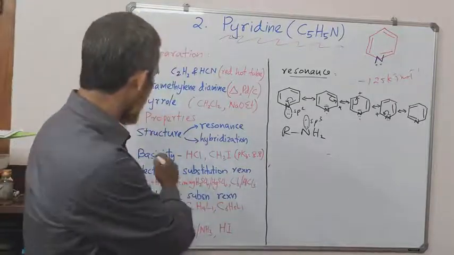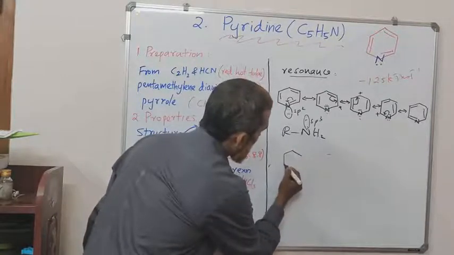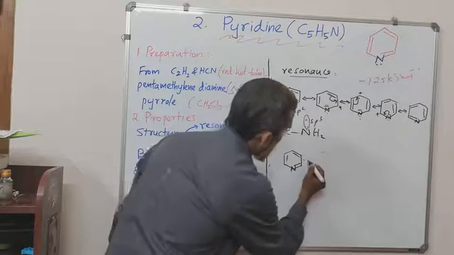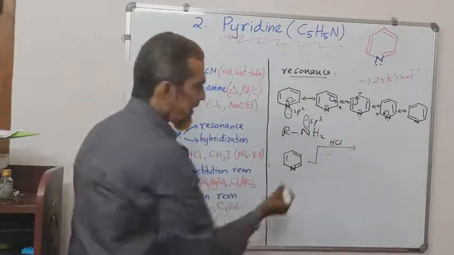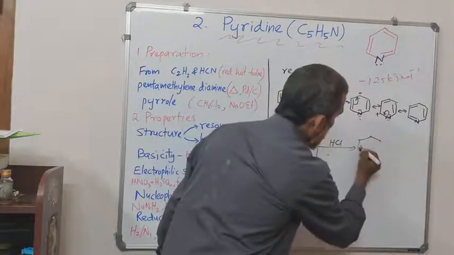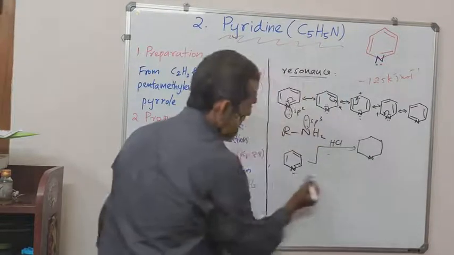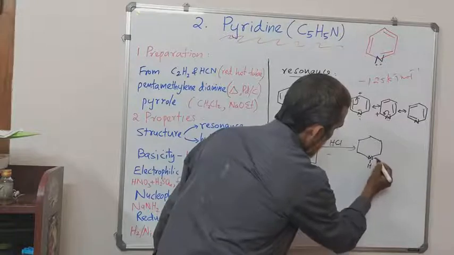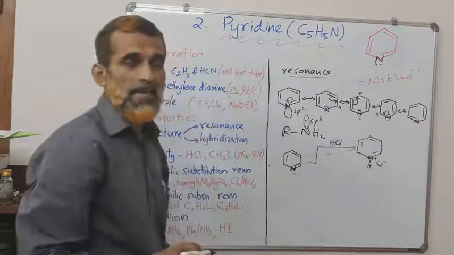Putting an example for this basicity, if pyridine is treated with HCl, what happens? Using the lone pair, it forms the salt. You get pyridinium chloride. So this H plus gets attached here, and it becomes plus and Cl minus. What is this called? Pyridinium chloride.